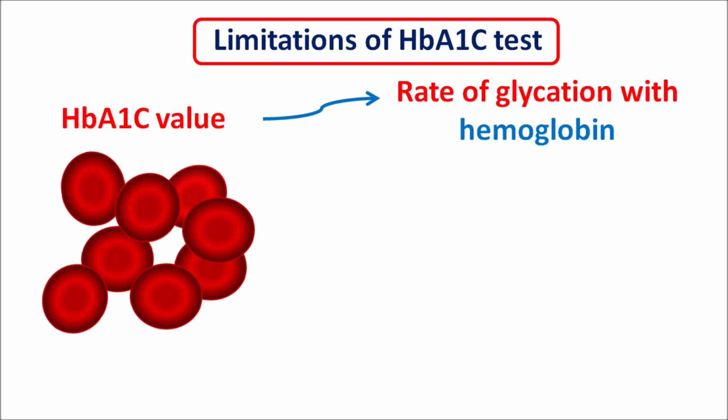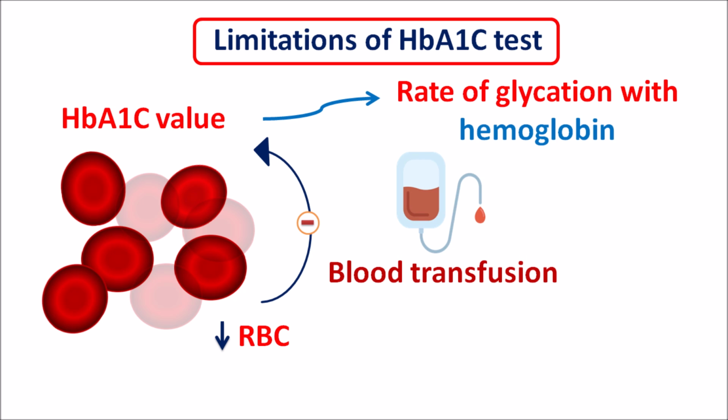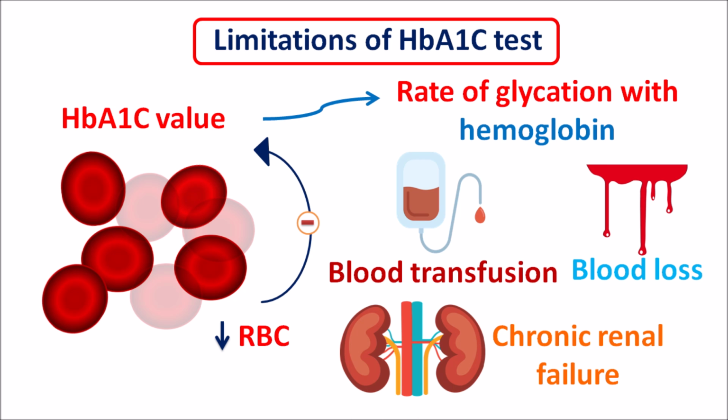Normally the lifespan of erythrocytes is 2 to 3 months. But when the levels of RBC fall, it reduces the hemoglobin levels, resulting in decreased HbA1c values. So if you have conditions like multiple blood transfusions, severe blood loss, or disorders like chronic renal failure, where hemolysis results in the loss of RBC, all these conditions can reduce the HbA1c values. So in such patients, we can observe low HbA1c even with elevated levels of glucose.